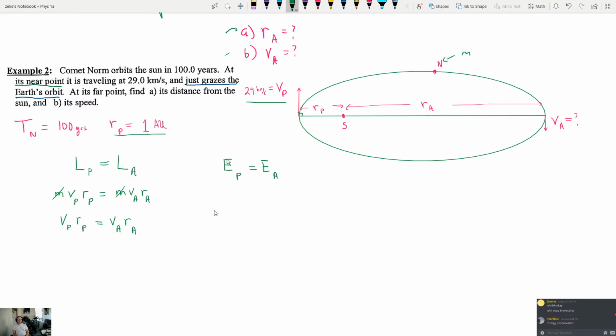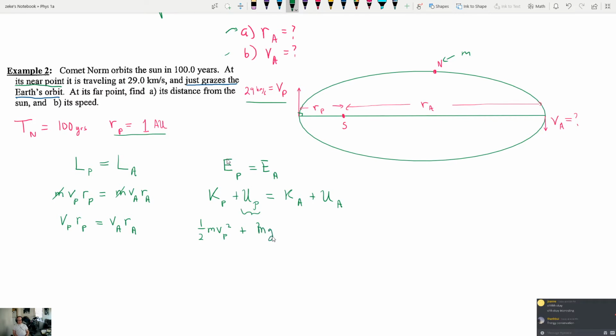Now, the problem is we don't actually know how to define energy in this system yet, right? I mean, this object's going to have some kinetic energy at point P. It's going to have some potential energy at point P. It's going to have some kinetic energy at point A and some potential energy at point A, right? And the kinetic energy at point P would be 1/2 mv squared. But what's this? Are we going to use mgh?